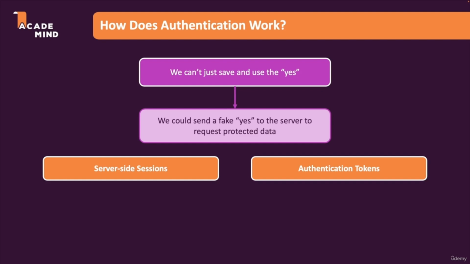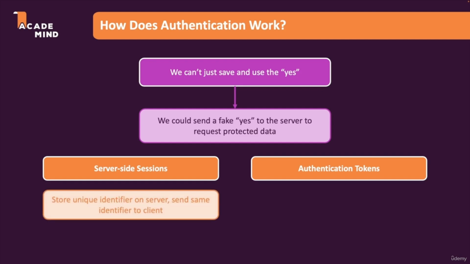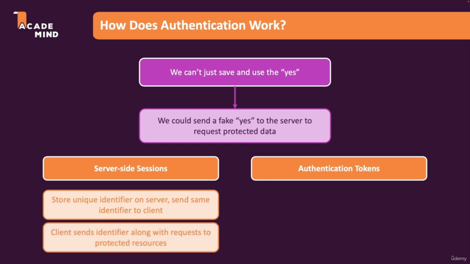But the idea behind server-side sessions would be that on the server, after a user was logged in and authenticated, we store a unique identifier on that server. We basically store the yes on the server and map that to a specific client with help of an ID that's then sent back to the client. And the client then sends that ID with future requests which do try to access protected resources. And since we stored a yes mapped to that ID on the server, the server is able to check whether that client really does have permission to access protected resources.